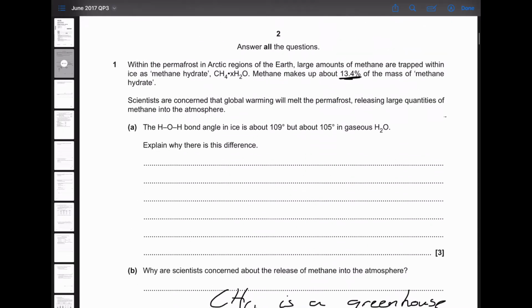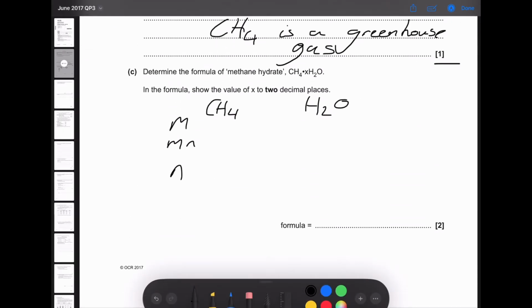So methane makes up how much? 13.4 grams of it. So if we've got 13.4 grams in 100 grams, then 100 minus 13.4 gives us 86.6 grams of water. And then MR of water is 18, MR of methane is 16. So 13.4 over 16 gives us 0.8375, and 86.6 over 18 gives us 4.81.